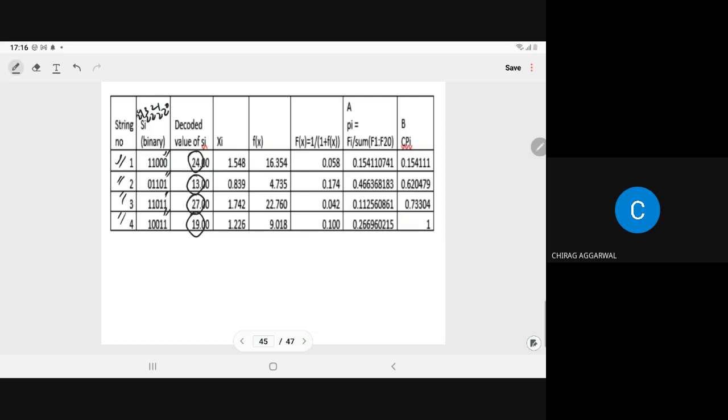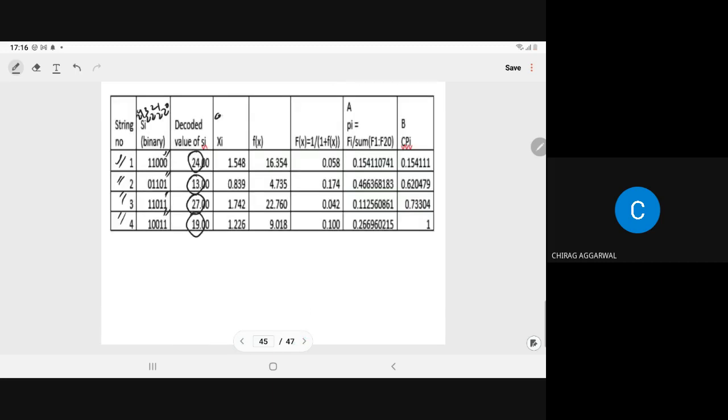Then the limit for x is given as 0 to 2. So xi will become 0 plus (2 minus 0) upon (2 to power 5 minus 1) into the decoded value, meaning 2 upon 31 into the decoded value. So it will come 1.548, 0.839, 1.742, 1.226.